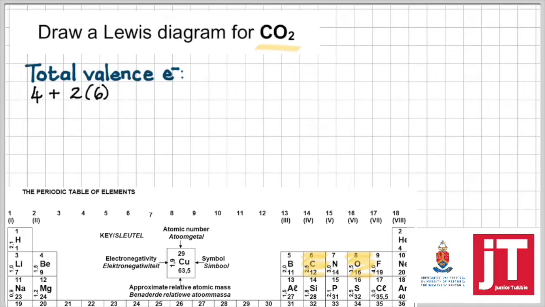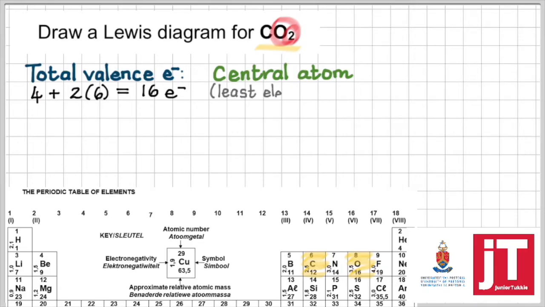But remember, carbon dioxide contains 2 oxygen atoms, and that is why we multiply 6 by 2. We get a total of 16 electrons. We now need to establish which one of the atoms will be the central atom. Remember, the central atom is the atom that will have the lowest electronegativity.